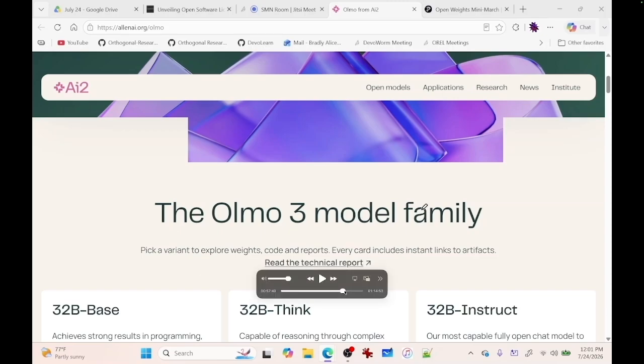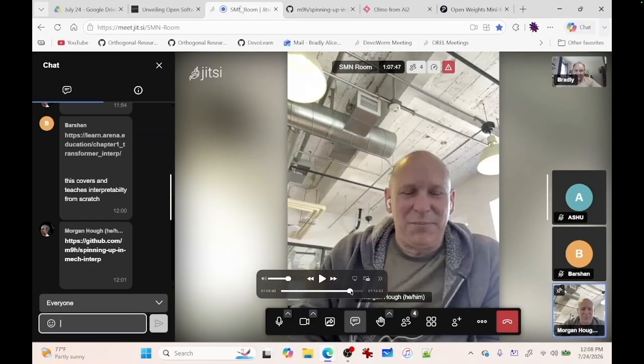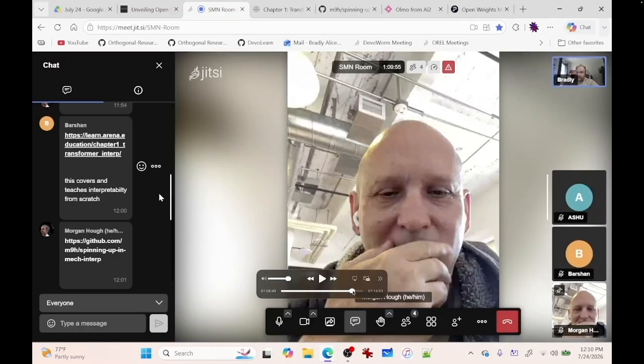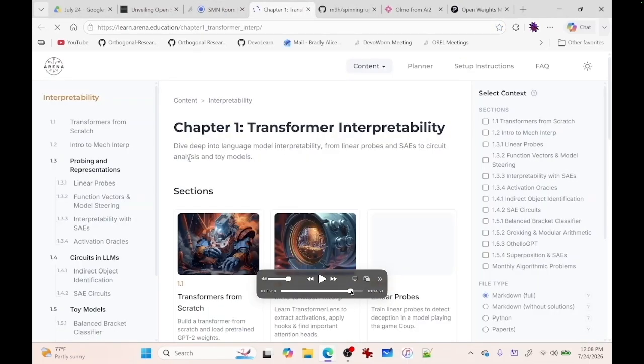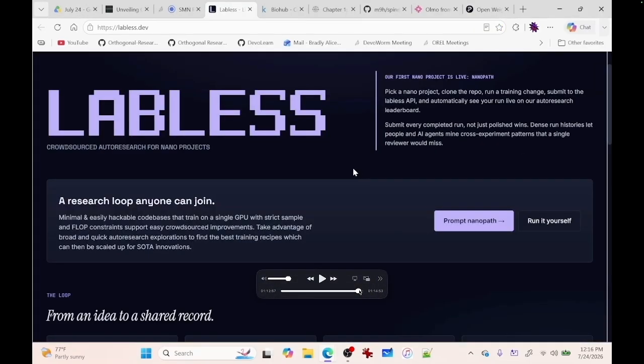And then talking about mechanistic interpretation and repo that we showed earlier in our meeting here. And then we talked a little bit about this resource on mechanistic interpretation, an example of it, on transformer interpretability. I think this was a book on mechanistic interpretation. And then that was our meeting.